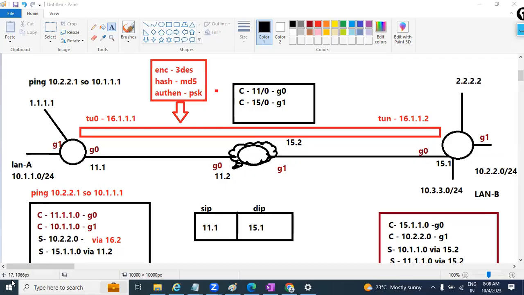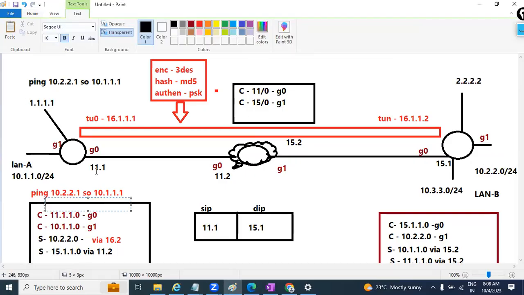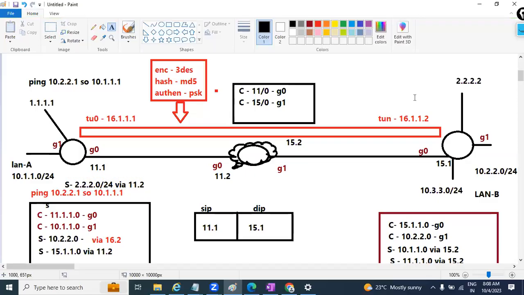In that scenario, what would you mention in the static routing? We need a static route for 2.2.2.0/24 via 11.2. Why 11.2? Because I just want my exit interface to be this one, and my next hop on this side is 11.2. In the other scenario, my static route is 10.2.0 via 16.2.